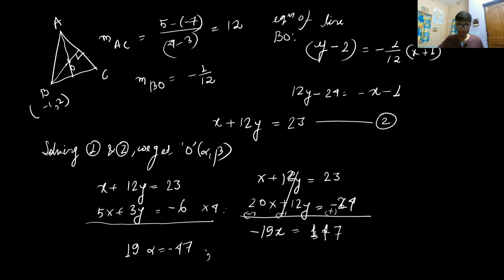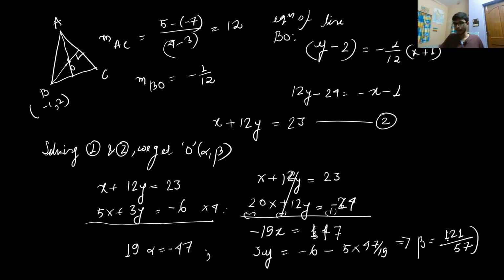Okay, so from here I got the value of alpha as minus 47 by 19, and similarly, if I put the value of x in the second equation, in a similar fashion I'll get the value of y. You can also use this particular equation: 3y will become minus 6 minus 15 into 47 by 19. If you solve this and divide by 3, then y is the beta value, so you will get the value of beta as 121 by 57. You can solve this and divide by 3 as well, and you will get the value of beta, that means the value of y.